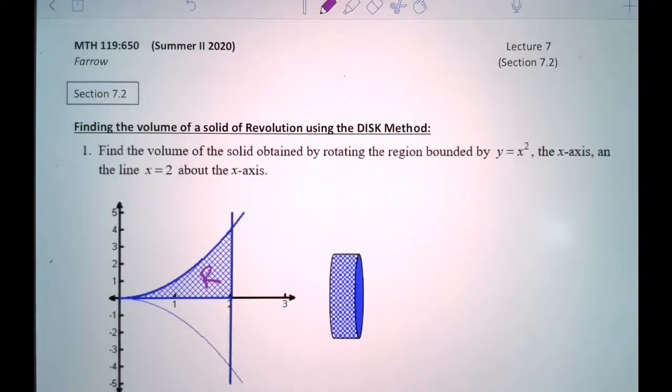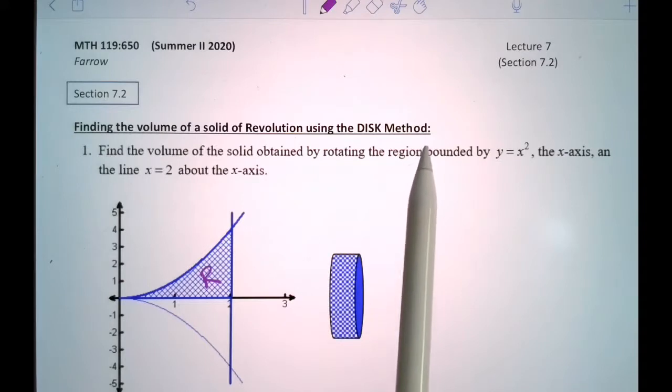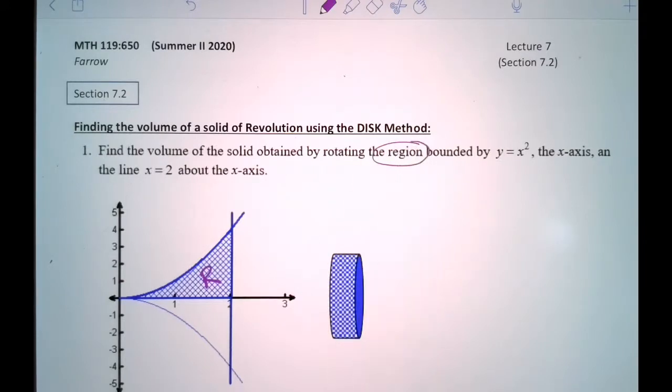So what we have here is, I'm going to read it in two steps, and really I'm going to first set out by trying to understand what the region is. That's really important. That's step one. And then we'll figure out where we're rotating about and what method we're going to use.